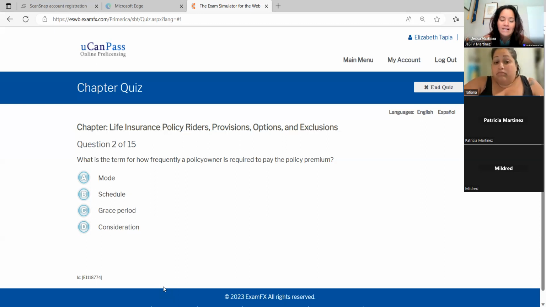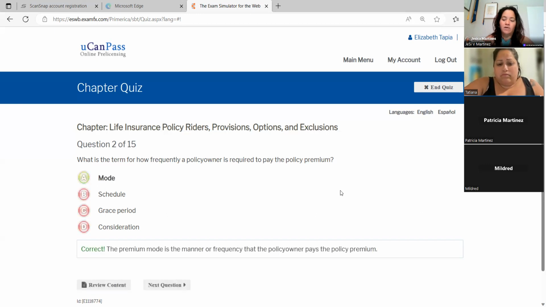Ellie says mode. No, grace period is a period they give you. So let's eliminate. Grace period is a period they give you from your due date to the time it's going to lapse, around 30 days, right? Consideration is what's binding in a contract: I give you payment for a benefit. Schedule is just whenever you're scheduled to pay, but mode is the term for how frequently you pay the policy premium. Yes, the premium mode.